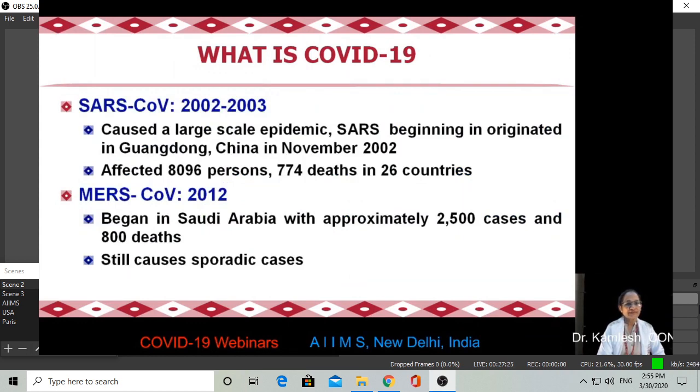Now, the SARS coronavirus epidemic that happened way back in the year 2002-2003 caused a large-scale devastation originating in China in November 2002. It affected over 8,000 persons and led to almost 800 deaths in 26 countries. MERS coronavirus in 2012 began in Saudi Arabia with approximately 2,500 cases and 800 deaths, and still it causes some sporadic cases now and then.